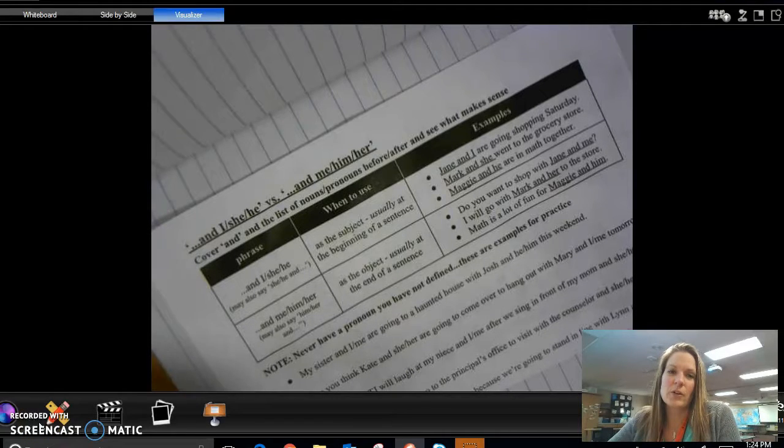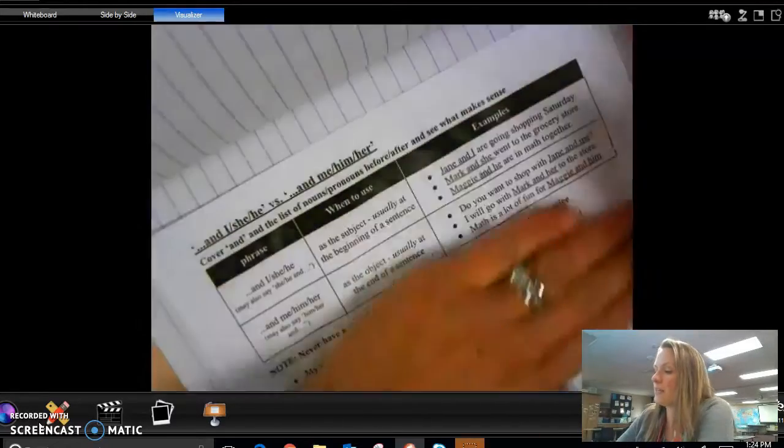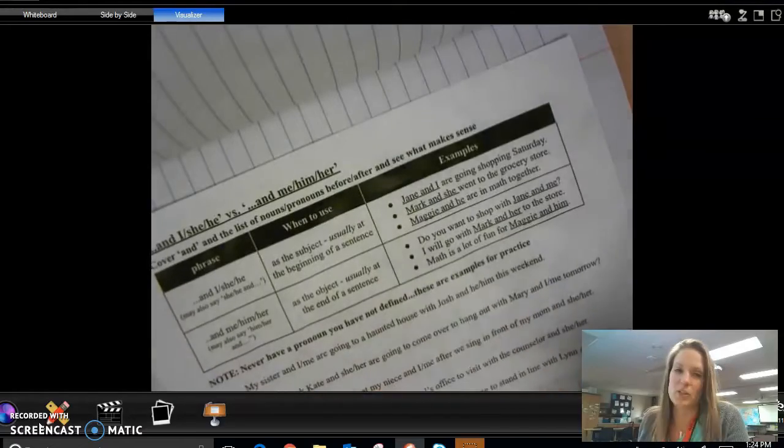Kids, so now we are going to talk about the difference between "and I" versus "and me." And this also goes with she, he, him, and her, etc. So here is the basic way that we're going to work to fix this.